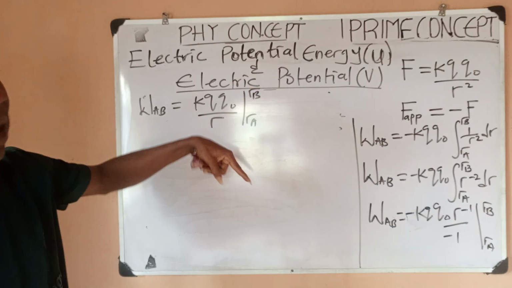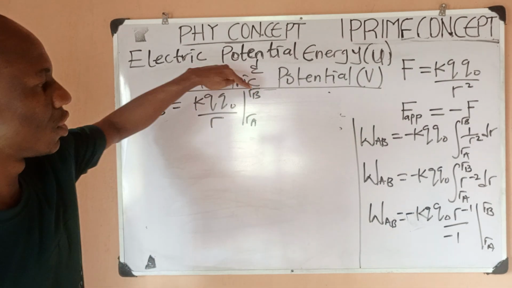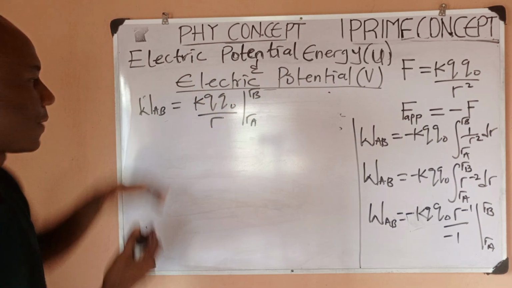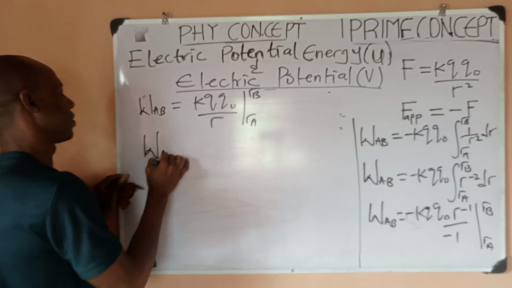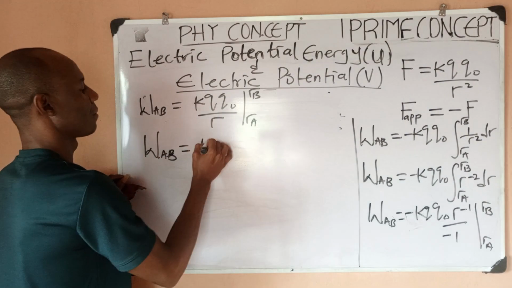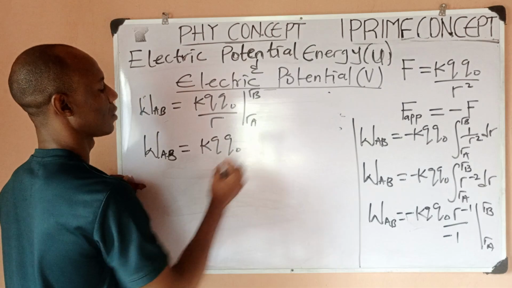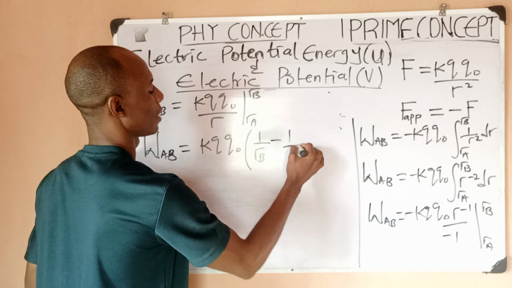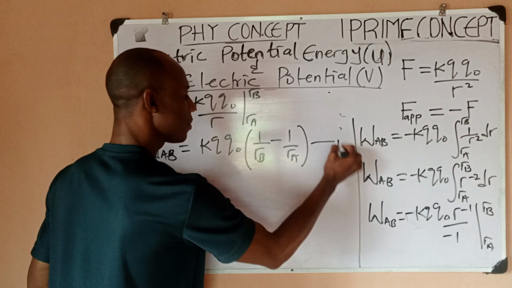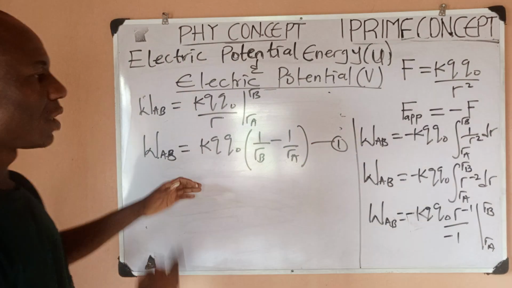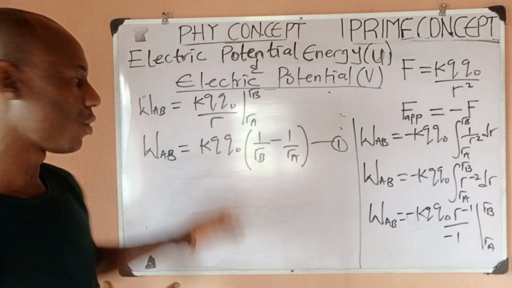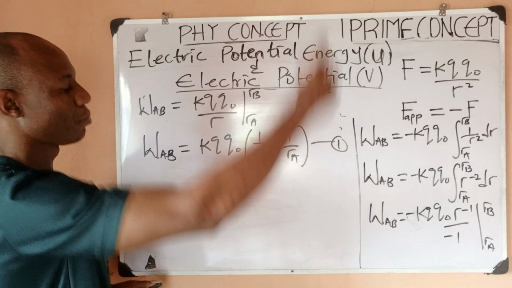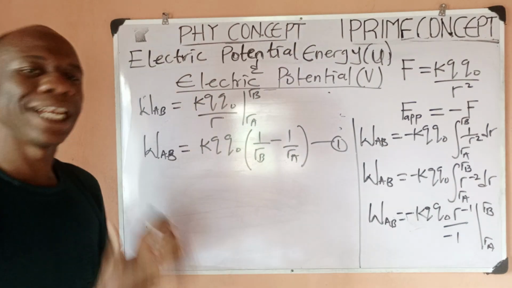So how do I evaluate this boundary? Simple. Wherever you see R, you replace with RB, minus wherever you see R, you replace with RA. So if you do that, you're going to arrive at our final relationship: KQQ naught into 1 by RB minus 1 by RA. So this is what you would get. So the formula we have derived now is the formula for work done in moving a positive test charge from point A to point B in an electric field.